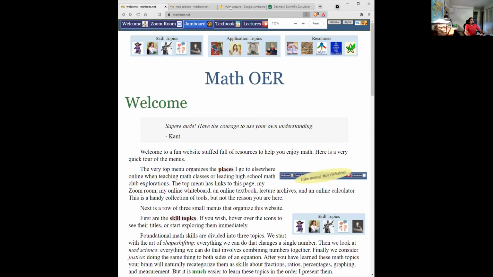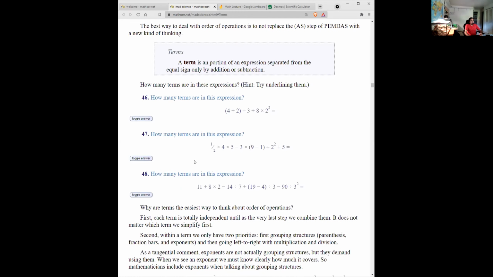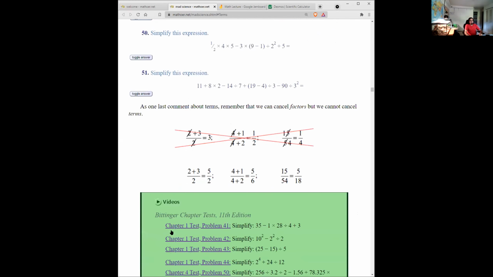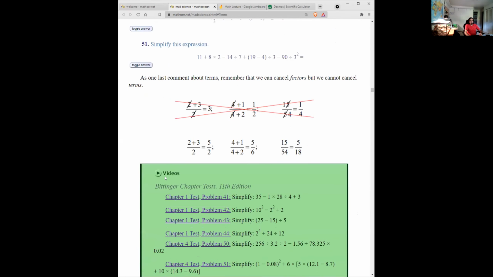So that was the terms, and we're pretty much done with that. There's more practice. Remember that you can cancel factors, but not terms. When there's a plus in the numerator or denominator, there's no canceling happening. It's only when we're multiplying fractions that we can cancel.